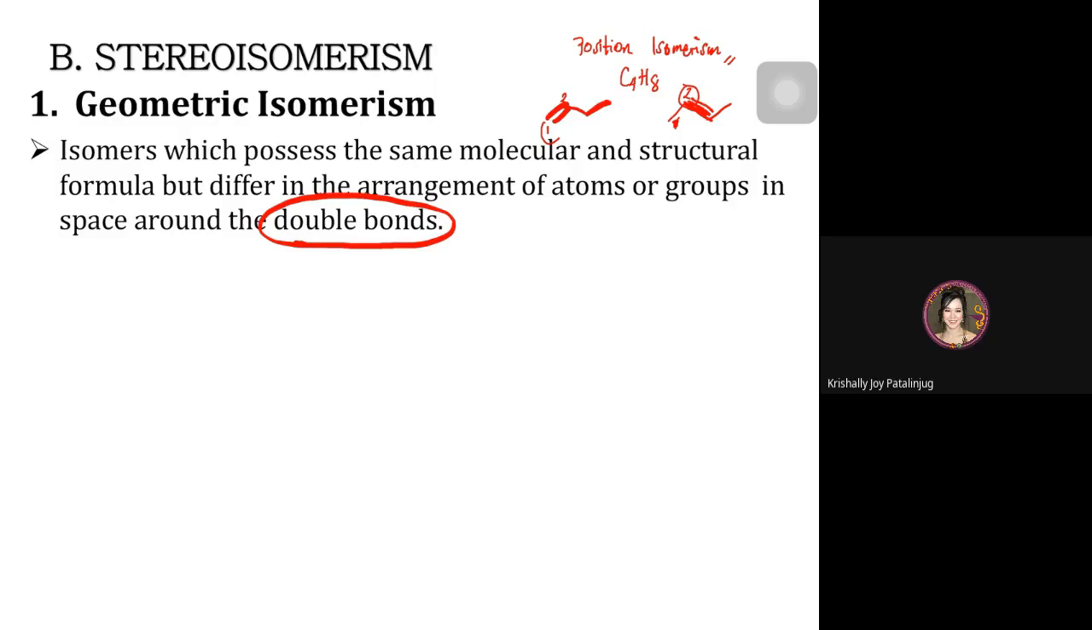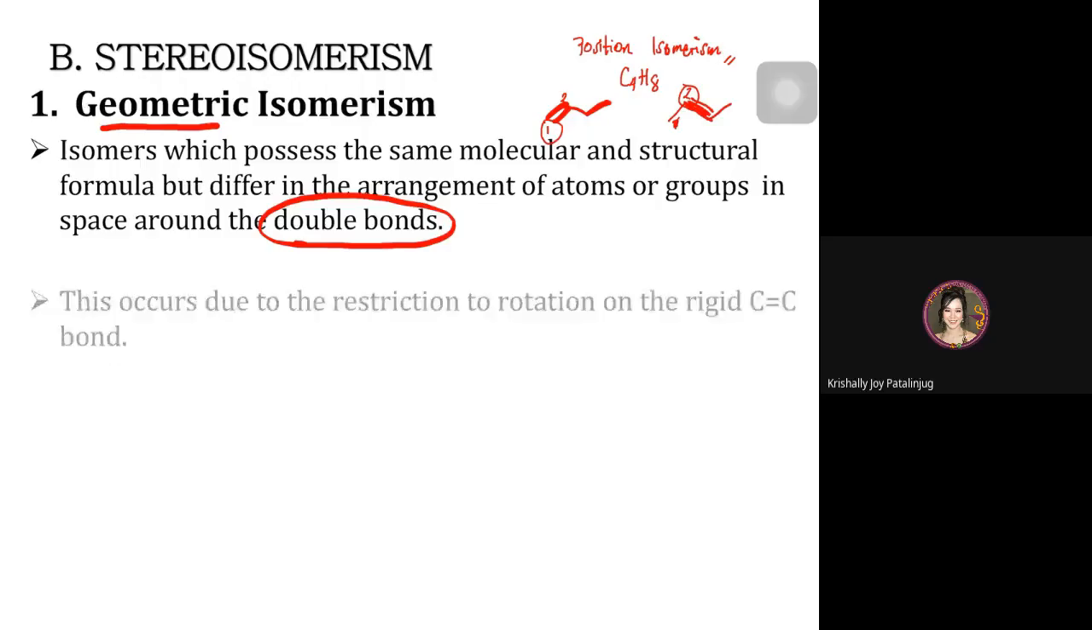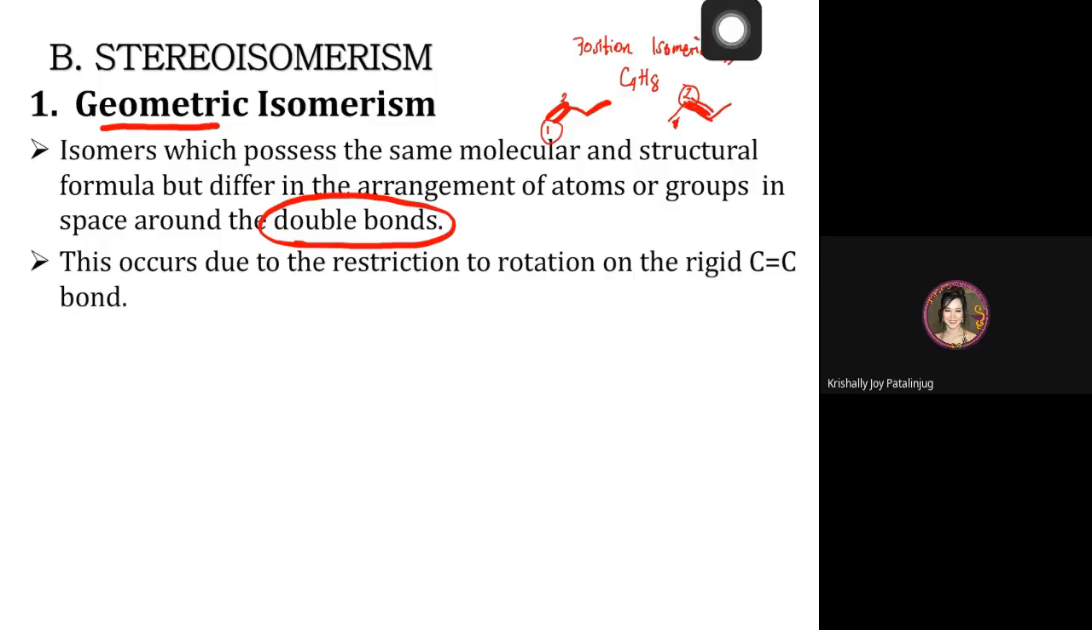Now, alkenes, aside from structural isomerism, may also show geometric isomerism. When we say geometric isomerism, this occurs due to the restriction to rotation on the part of the alkene, which is the rigid part, the carbon to carbon double bond. Again, because this part of the alkene is rigid, it cannot be rotated. Okay?